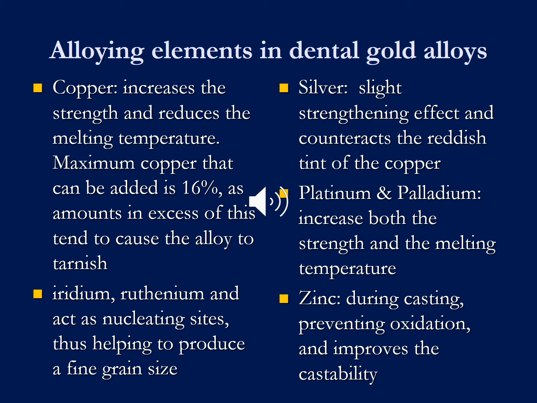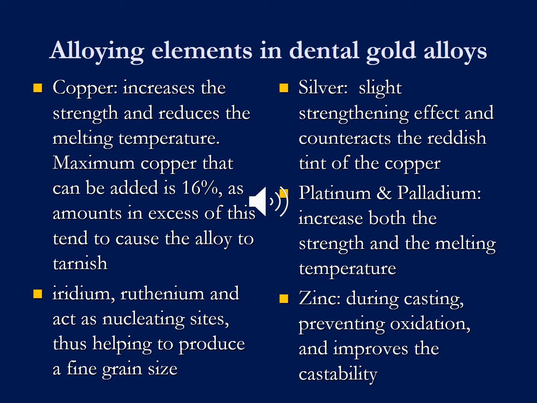The limit to the amount of copper that can be added is 16%, as amounts in excess of this tend to cause the alloys to tarnish. A variety of other elements such as iridium or ruthenium may be present. These have very high melting temperatures and act as nucleating sites during solidification, and this helps to produce a fine grain size. The silver has a slight strengthening effect and counteracts the reddish tint of the copper.